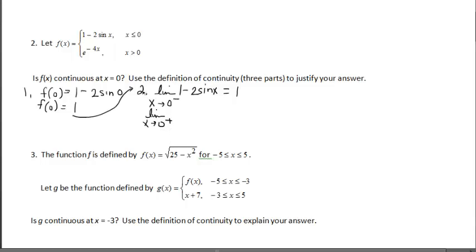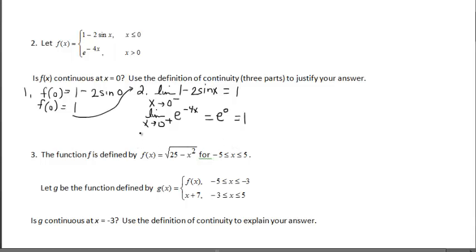So if I'm approaching 0 from the right, that means the number's bigger. So bigger than means the inequality greater than. Let's plug in 0 everywhere we see x. So e to the negative 4 times 0, or just 0, and e to the 0 is 1.